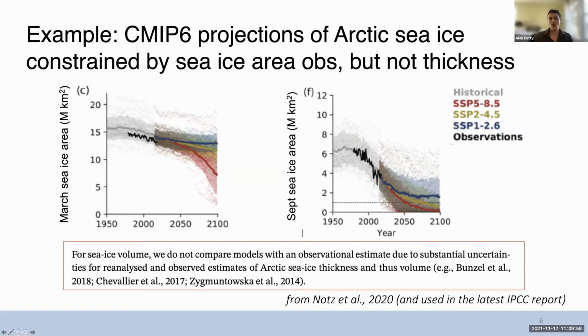But yeah, one of the key comments in, I think, the paper or maybe the IPCC report was this idea that for sea ice volume, we do not compare models with an observational estimate due to substantial uncertainties for reanalyzed and observed estimates of Arctic sea ice thickness and mass volume. So this was essentially the modeling community saying, we don't trust the thickness and volume observations yet to really use them to constrain or at least assess the projections that we're generating. So for context, the observations shown in black are passive microwave derived sea ice concentration data. So that's still kind of the only real baseline being used to constrain projections.